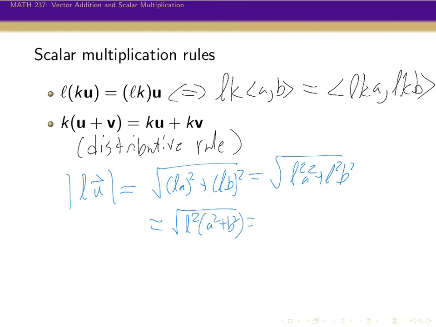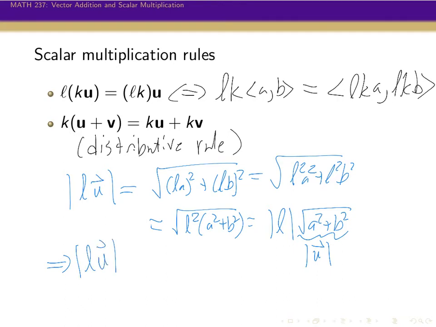And then since it's squared inside the square root, I can pull it out and end up with an absolute value of L times the square root of A squared plus B squared. And this square root of A squared plus B squared, that's the magnitude of u. So the magnitude of L times u is equal to the absolute value of L times the length of u.